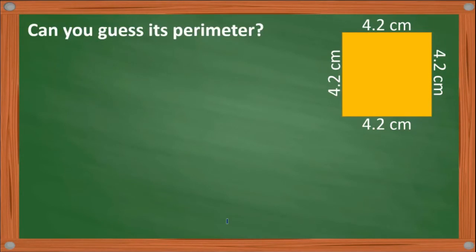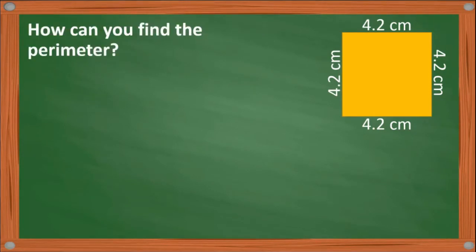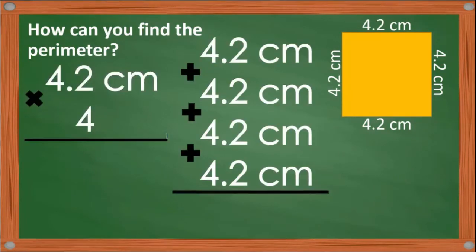Can you guess now its perimeter? Based on our example, how do we define perimeter? Paano nyo na-solve si perimeter? You add the 4 sides. Inadd nyo lang siya, di ba? Kaya nyo siya nakuhang 16.8. Let's label it. This is 8. Bring down the decimal point. And then, if we add the 4, that is 16. Okay.